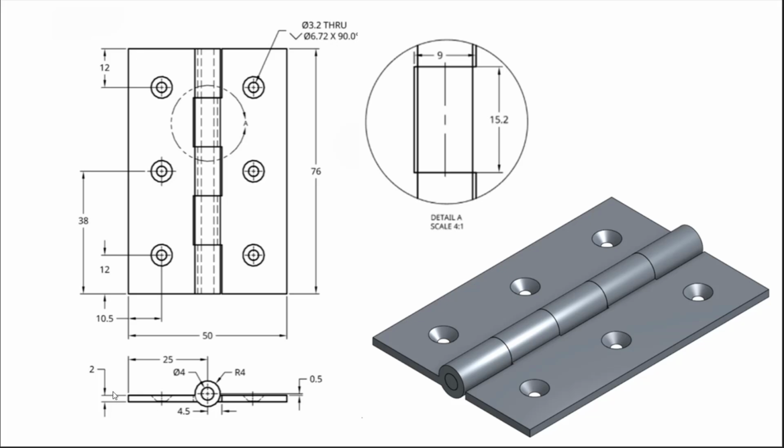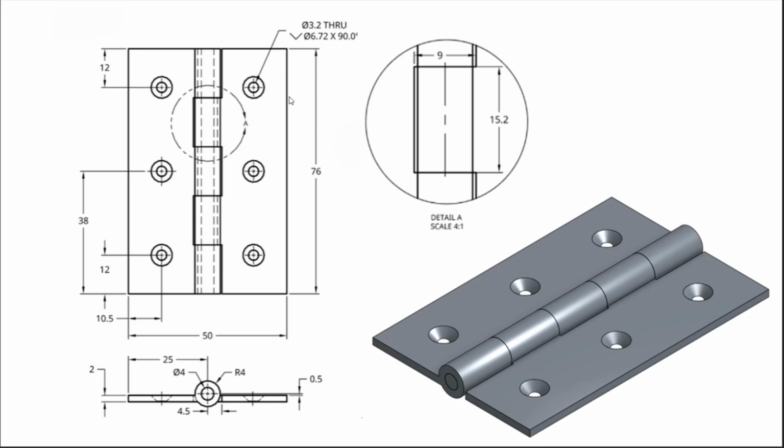So the plate thickness is 2 mm. At the hinge joint, the pinhole diameter is 4 mm and its circle radius is 4 mm. The gap between them is 4.5 mm. The clearance cut depth is 0.5 mm for a proper fit. Now let's talk about the top view. This shows the flat hinge plate with holes.